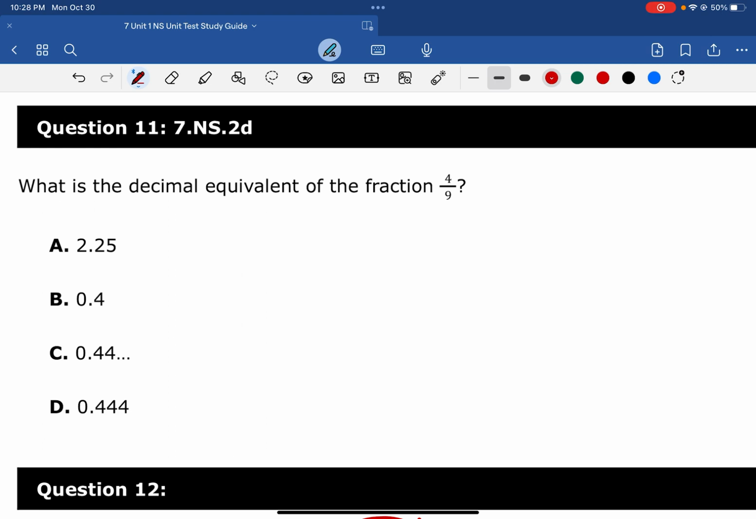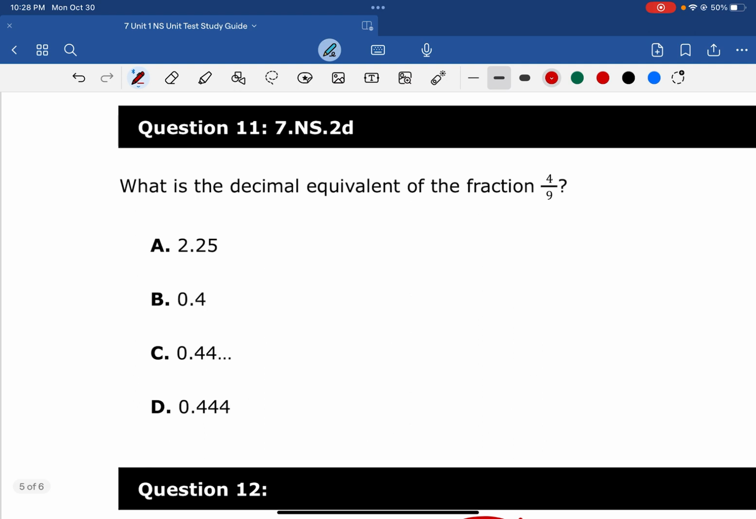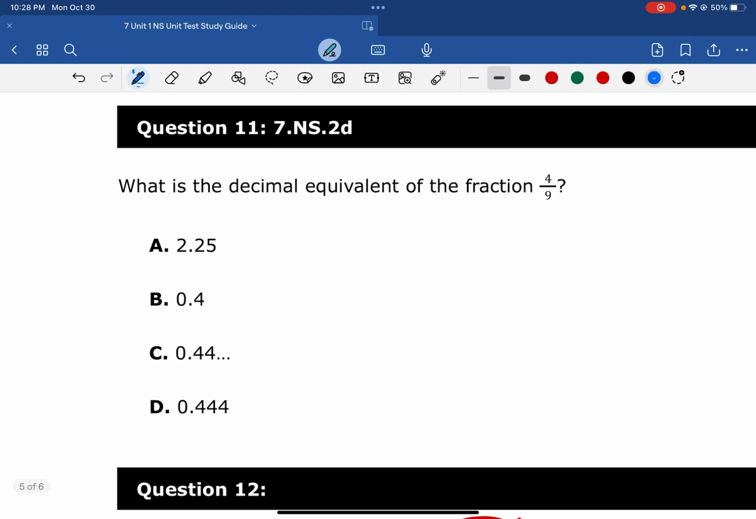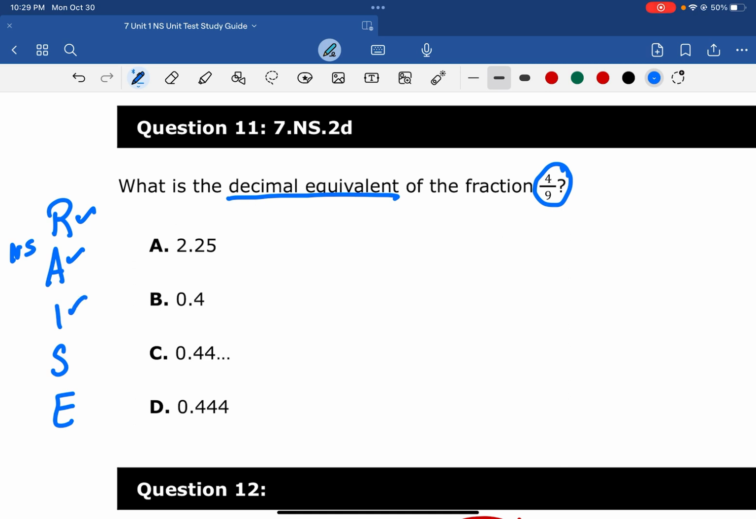So here we have a multiple choice question. So let's start with raise. And we'll read the question. What is the decimal equivalent of the fraction 4/9? This is an NS question type. Identifying our key facts, we really don't need to because the only fact we have is that we're trying to convert 4/9 into a decimal equivalent.